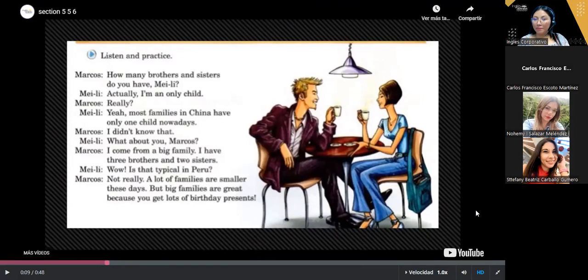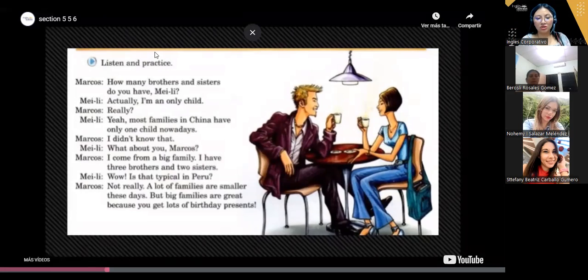I come from Bengode. I come from a small family. Oh, interesting. I come from a big family. I come from a small family. Perfecto. ¿Qué más podríamos consultar? Revisen las WH questions y las yes, no questions que están en esta conversación.